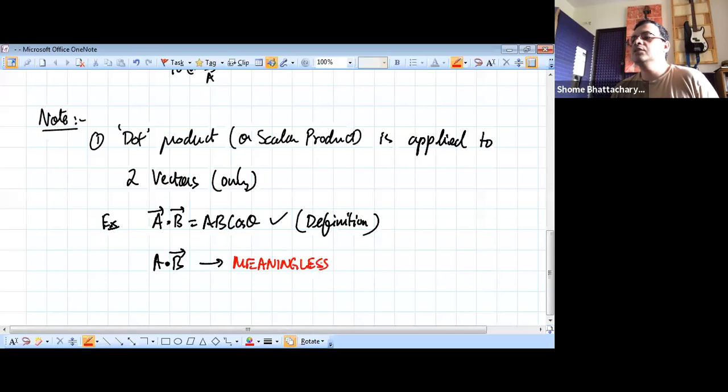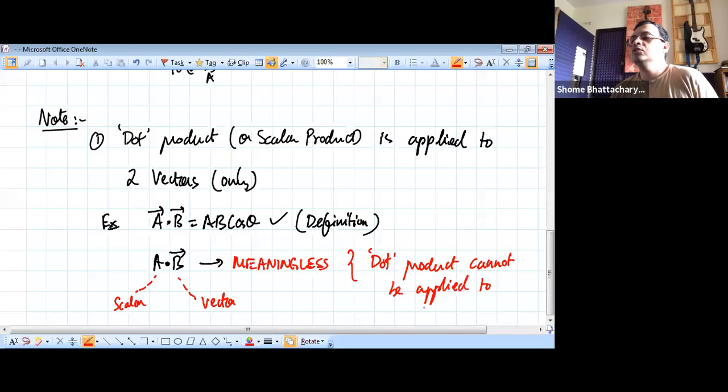It does not make sense. We cannot calculate this. Why? Because this is a scalar and this is a vector. Okay. So dot product cannot be applied to a scalar and a vector. It has to be operated particularly on two vectors. Now, whatever is on both sides of the dot has to be vectors.